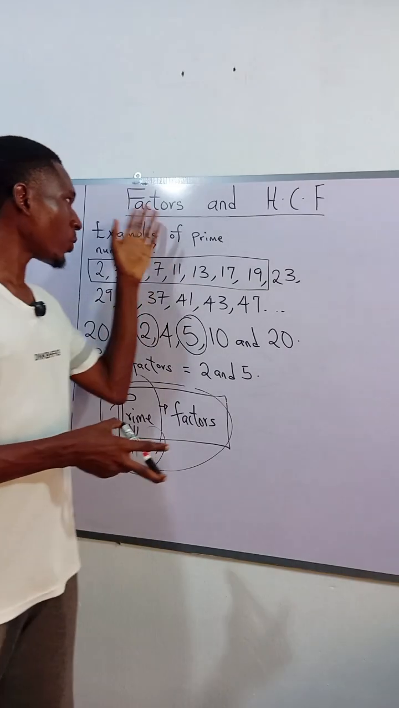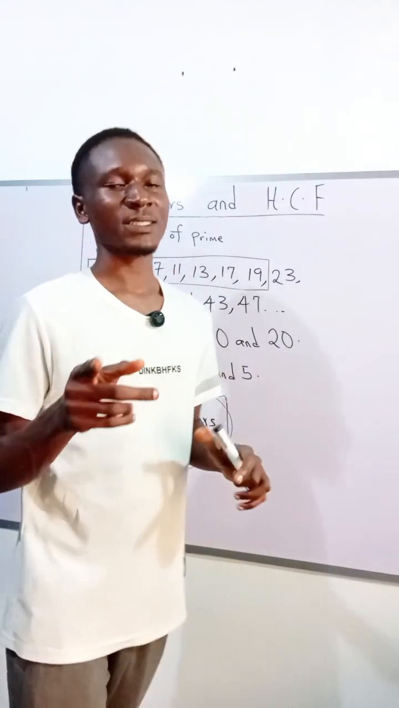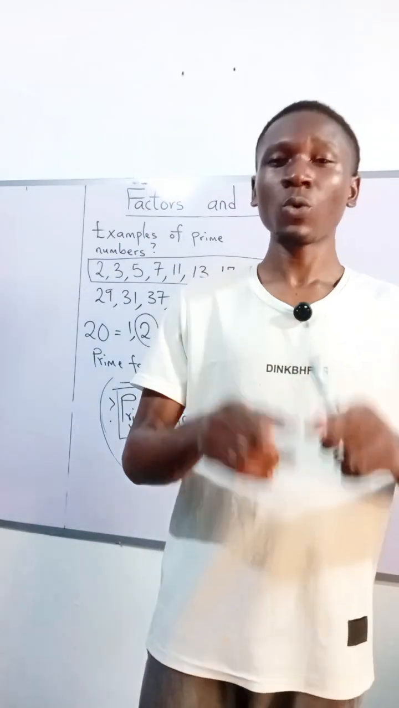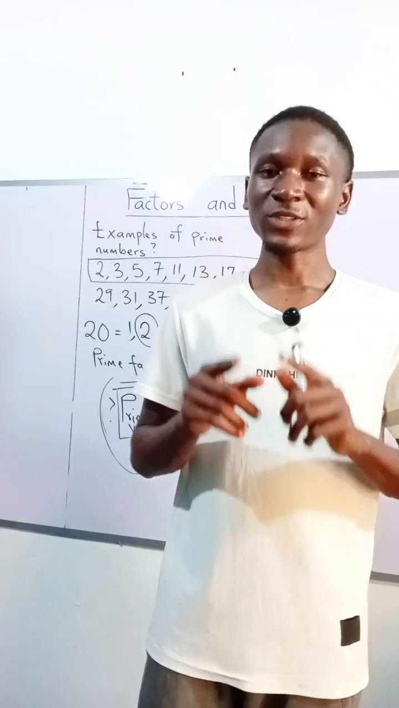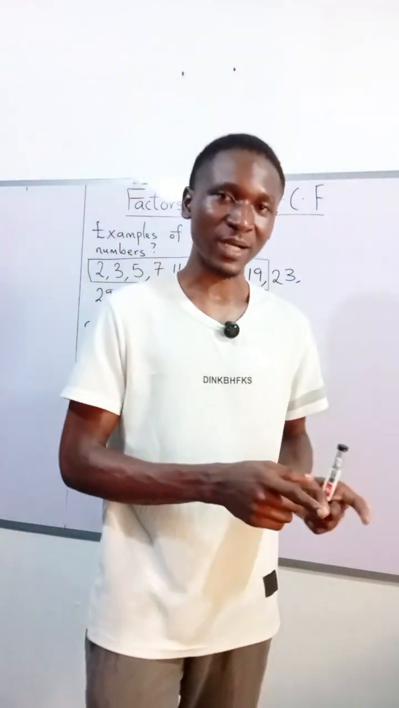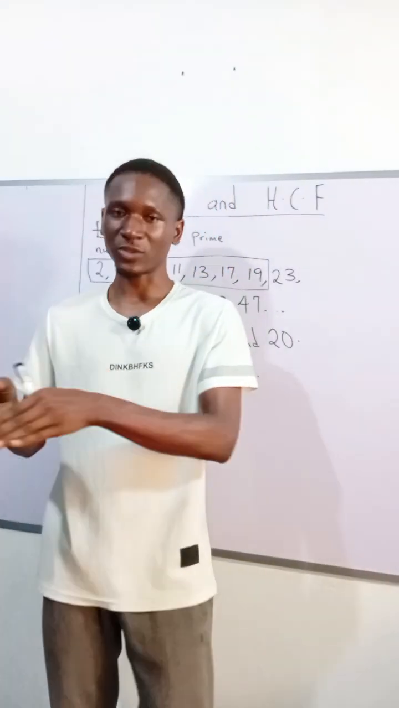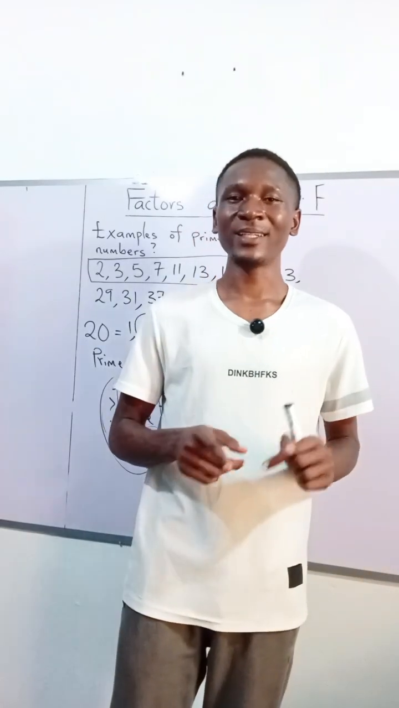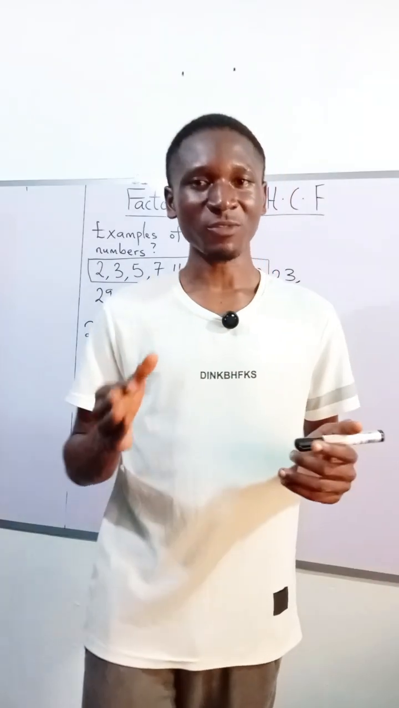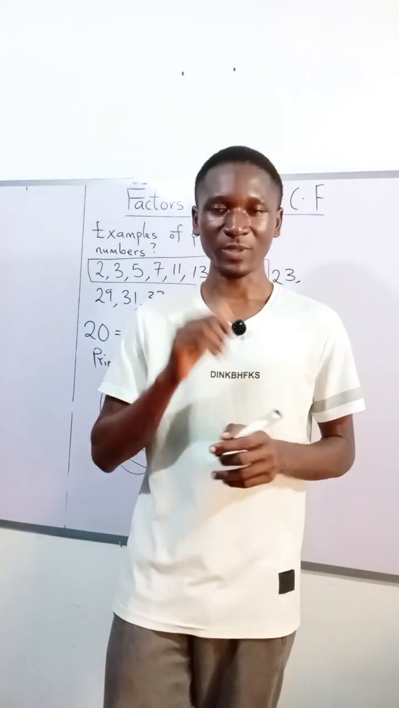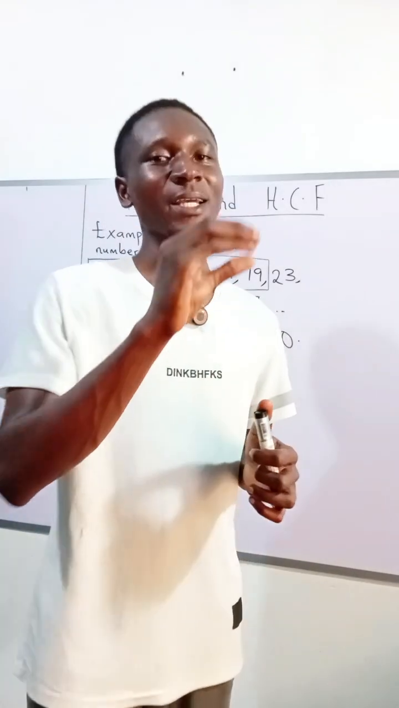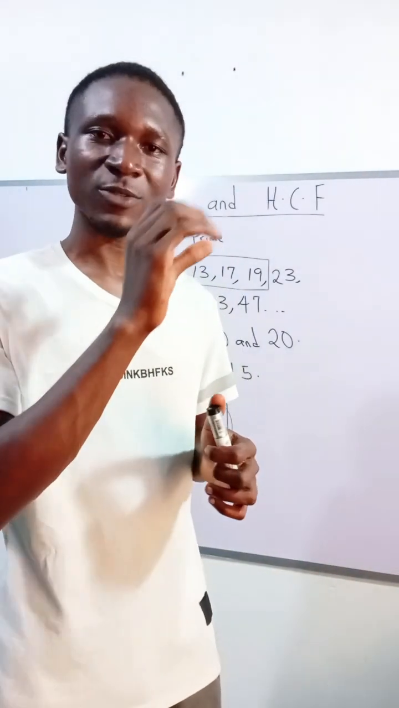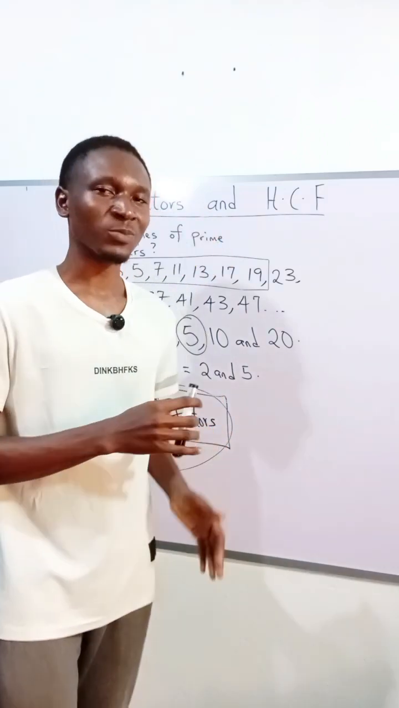So what we have said so far, what are factors? Factors are numbers that can be used to divide a given number without leaving a remainder. The factors of a number are those set of numbers that can be used to divide the number without leaving a remainder. And I said we have 2 different types of factors we will be focusing on for the sake of this topic. The first one is common factors, which are the factors shared by a group of numbers, common between them. And the second one is prime factors.